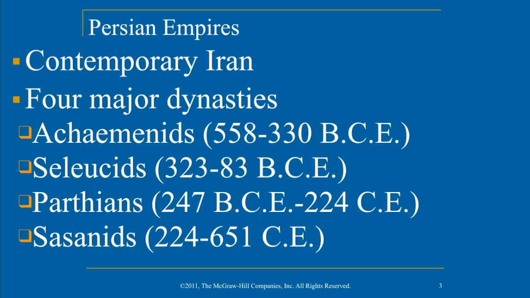But we'll go back real quick. The Achaemenids ruled from 558 to 330 BCE. The Seleucids ruled from 323 to 83 BCE. The Parthians ruled from 247 BCE to 224 CE, and the Sassanids ruled from 224 to 651 CE. Some of these empires do overlap a little bit, so to keep them in line and in order, I would make sure you read really closely and take really good notes.